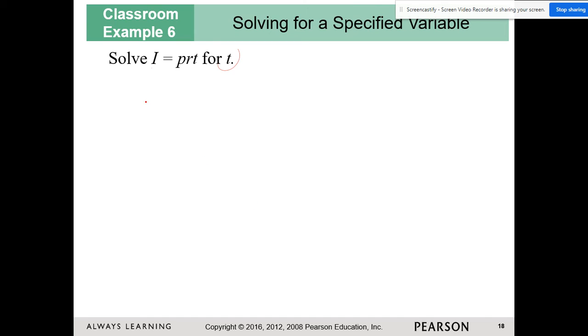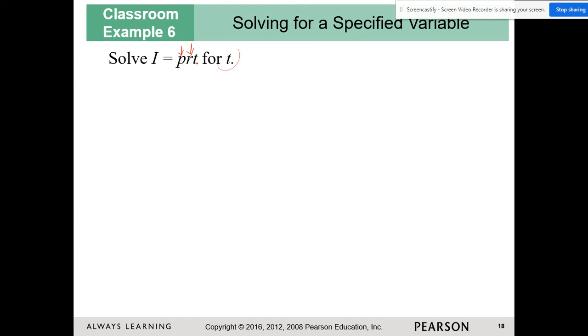So let's suppose we know the interest, we know the principal, we know the rate for 100 problems, but we don't know the time. So if we solve the original formula for t, it just makes our life a little bit easier. Save us a little bit of time. Actually, quite a bit of time if we have 100 problems. So we're going to treat p as a number, treat r as a number, and t is going to be our variable.